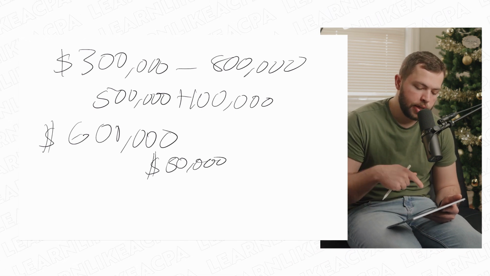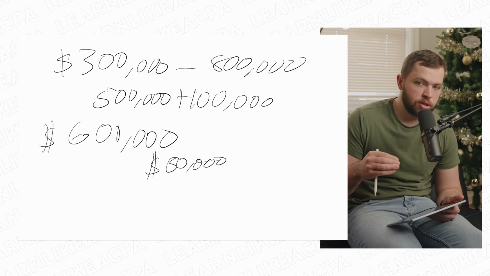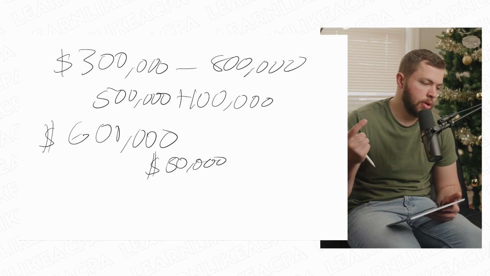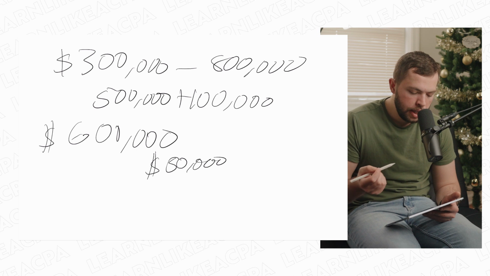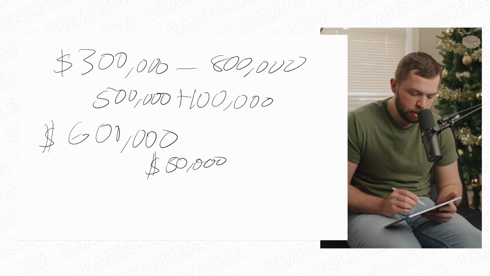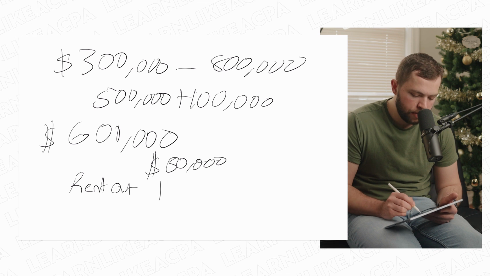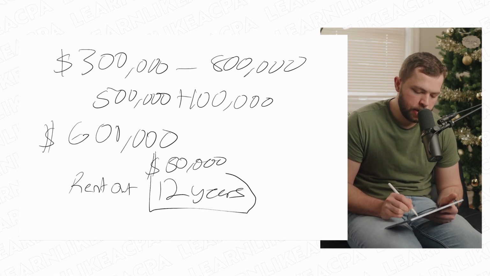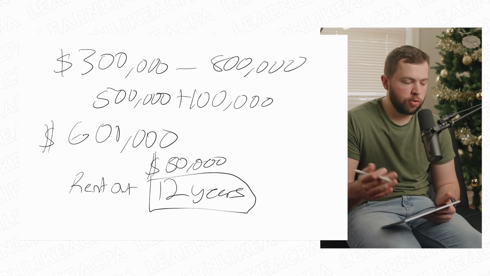And when we calculate cash flow, by the way, it's going to be net cash flow after all your debt service. So net income minus your mortgage payment, principal, taxes, insurance, interest, etc. In this example, that particular person would have to rent out that cabin for 12 years just to break even on the amount of equity that they've generated through forced appreciation.